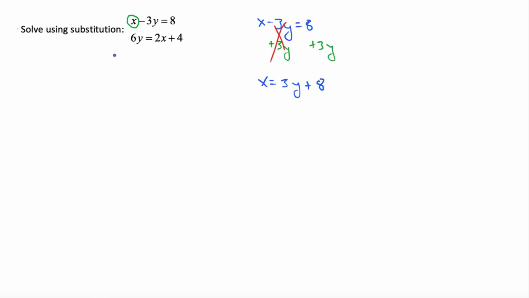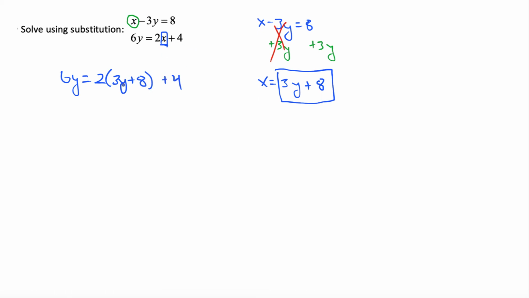Remember, substitution means like replacing, right? So what we're going to do is we're going to replace this x in the other equation. Of course, you don't want to put it in the same equation. We're going to replace this x with this expression right here. Okay, so 6y equals 2 times x, but in the place of x, we are going to put 3y plus 8 and then plus 4.